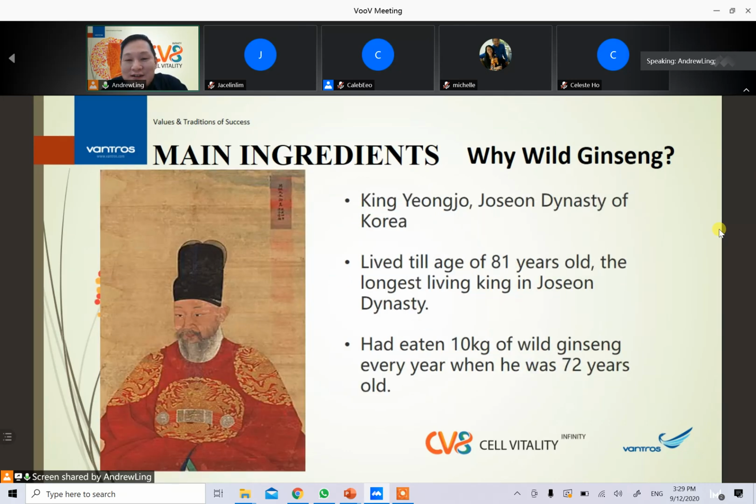Another very good example is from Korea. This is King Yongjo from the Joseon Dynasty, Korea. King Yongjo is the king who lived the longest in the Joseon Dynasty. He lived until the age of 81 years old. And during his period, he ate about 10 kg of wild ginseng every year from when he was 72 years old. That is why ginseng again prolonged his life.